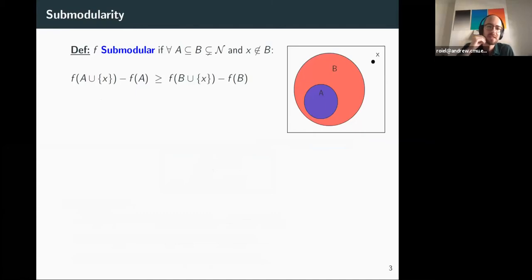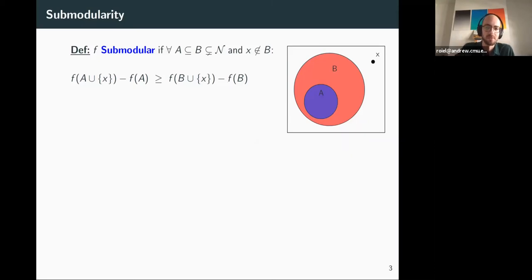A function f is said to be submodular if for any two subsets of the ground set A and B, and any x outside of both A and B, we have that f of A union x minus f of A is bigger than f of B union x minus f of B. And what this means is that the benefit of x to the set A is better than the benefit of x to the set B.